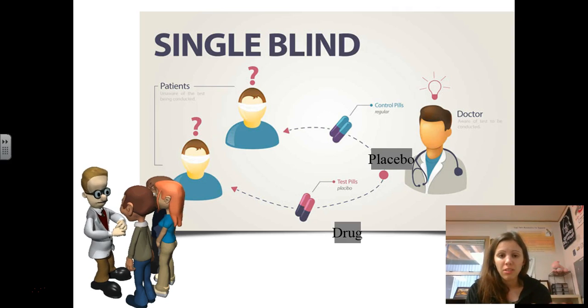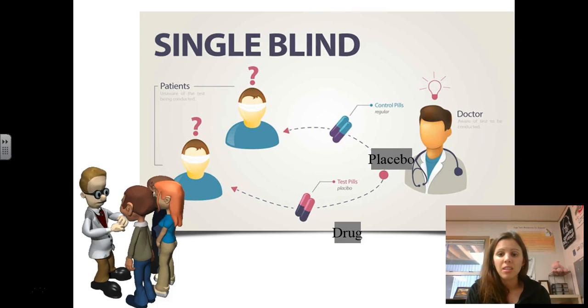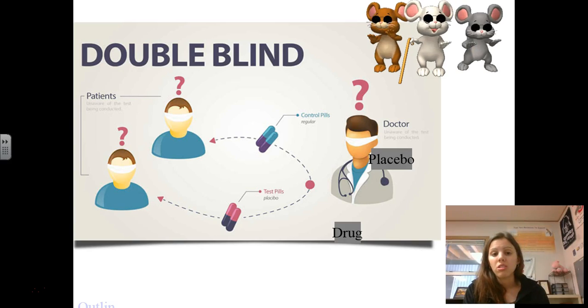There are also two types of research studies that occur within experiments. You have the single blind and you have the double blind. The single blind means that the researcher knows which person is in the control group and which person is in the experimental group. The double blind, which is the better research method to prevent researcher bias, is when the researcher doesn't even know who's in the experimental and who's in the control group.